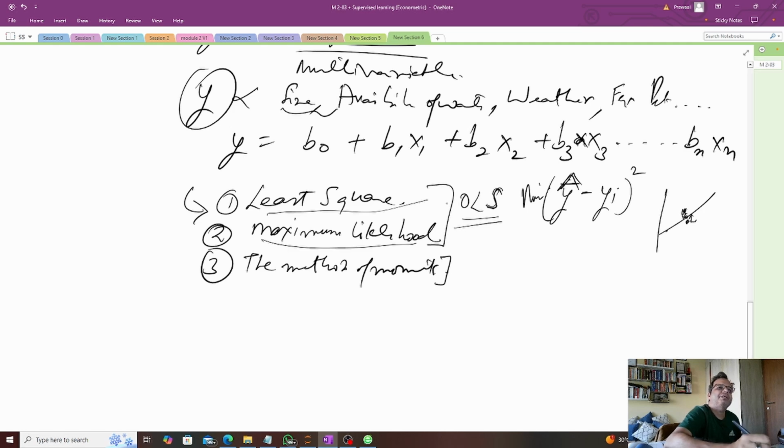Maximum likelihood is about maximizing the likelihood of y coming close to the values of y. Okay, so that's how it is. For the purpose of this chapter, I think this much is good enough, and then we'll get into the details of what each of these methods actually is.